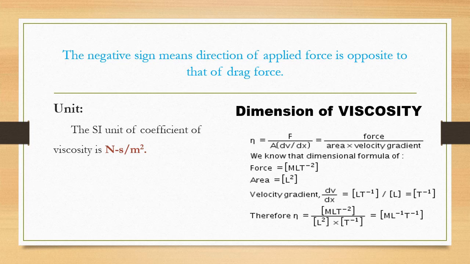That means M shows the mass, L shows the distance, and T shows the second. It means that the unit is Newton second per meter square.